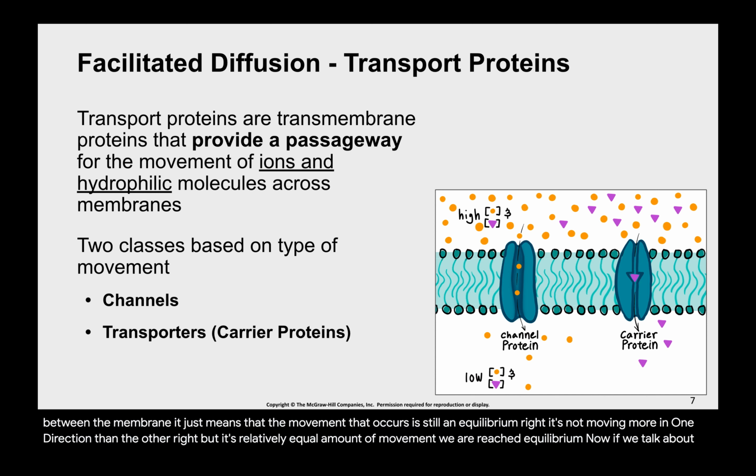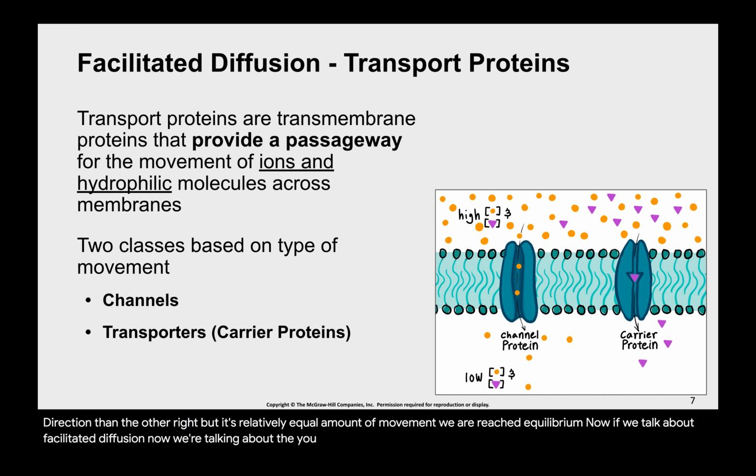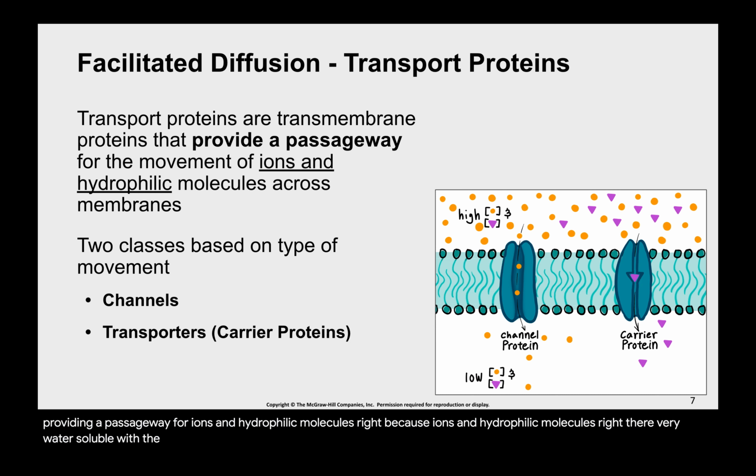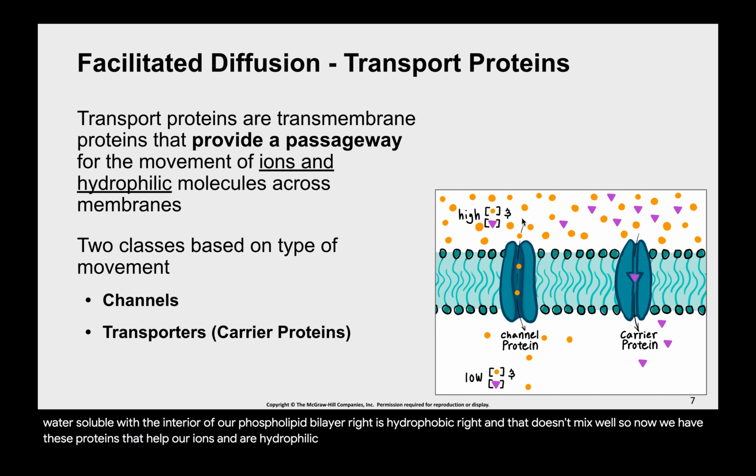Now, if we talk about facilitated diffusion, now we're talking about the use of transport proteins. And these transport proteins are super important for providing a passageway for ions and hydrophilic molecules. Because ions and hydrophilic molecules are very water soluble, but the interior of our phospholipid bilayer is hydrophobic, and that doesn't mix well. So now we have these proteins that help our ions and our hydrophilic molecules cross into the cell or outside of the cell. Again, they're crossing based on their concentration gradients.